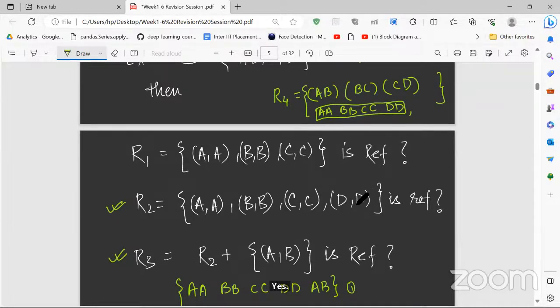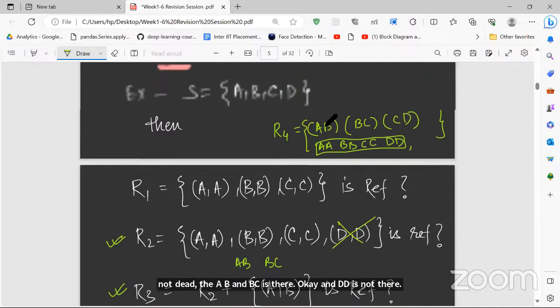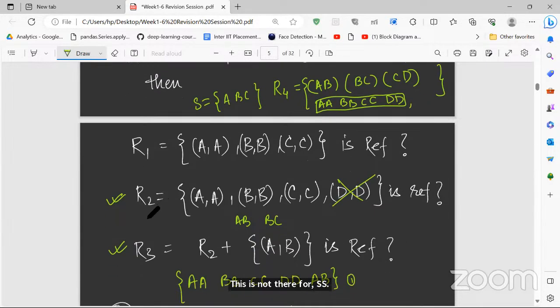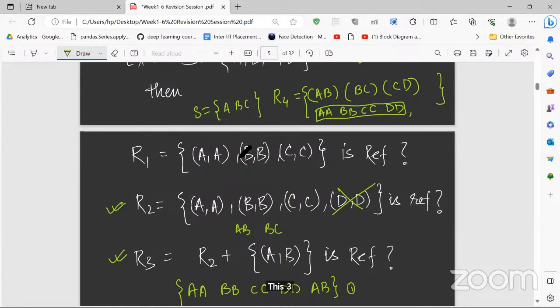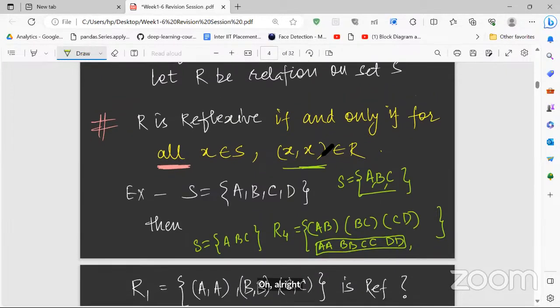If you have, for example, DD not there, and AB and BC there, for set S equals A, B, C, can you tell me whether R2 is reflexive or not? Yes, it's reflexive, because after you cancel DD, you have AA, BB, CC. Even if anything else is present, we are just worrying about this: for all X, XX should be present. That's it. If this is present, it's reflexive. Understood, sir.